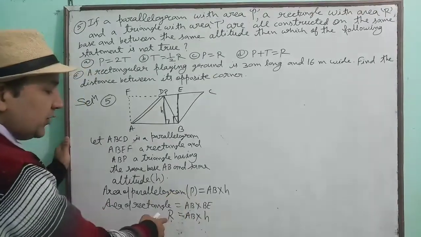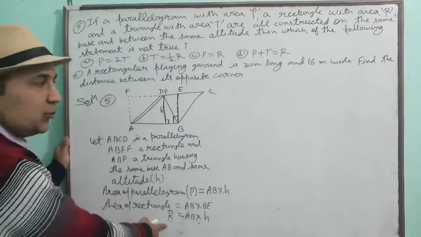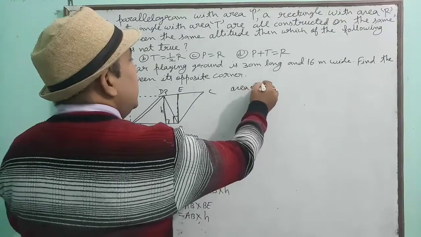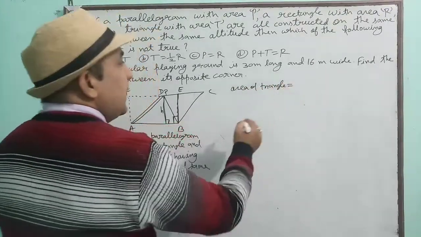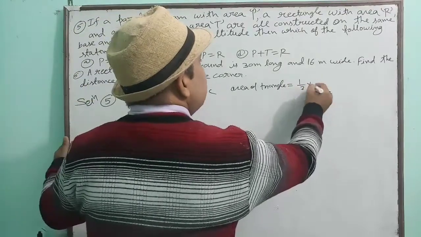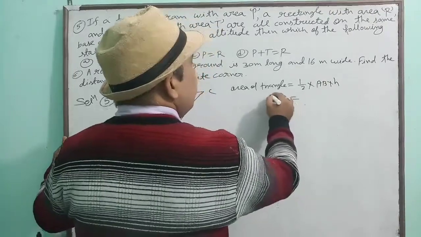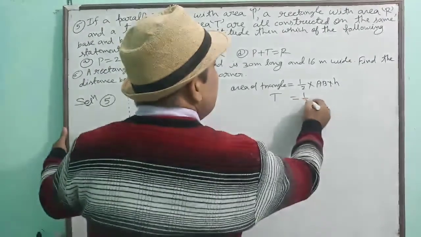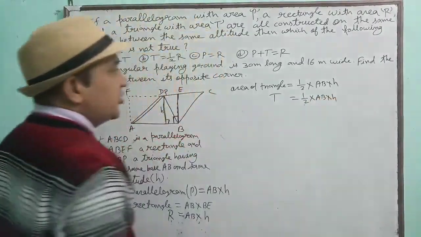So from here you can see that the area of the parallelogram and the area of the rectangle are equal to each other. Now what will be the area of the triangle? We know the area of a triangle formula is 1 by 2 into base into height. The area of the triangle is T given in the question, which is equal to 1 by 2 into AB into H.